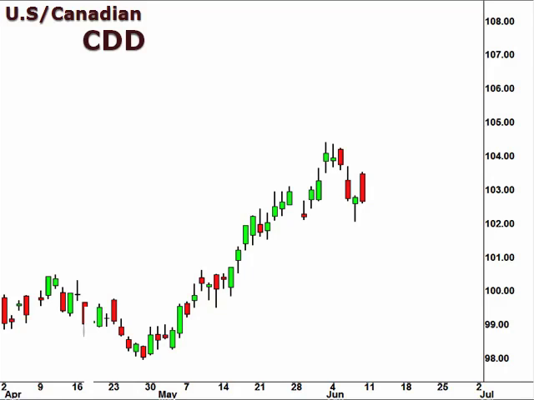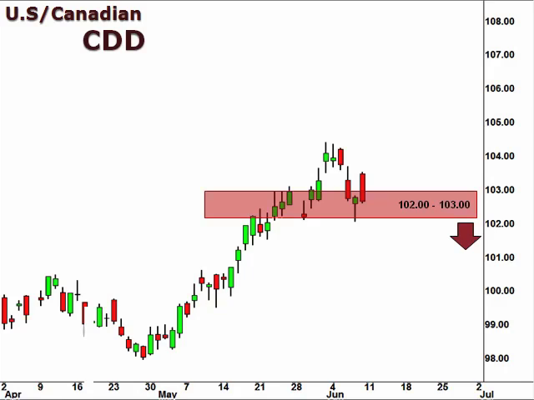Let's take a look at the CDD, the US dollar versus the Canadian dollar. Well, the CDD pulled back to 102 and bounced. However, with Friday's bearish reversal, a break below 102 opens the window for a continuation lower. 104, 105 should act as overhead resistance to any bounce higher. A break above 105 should signal a continuation to the upside.